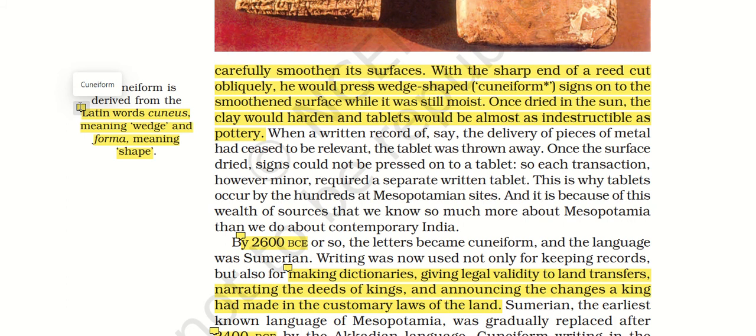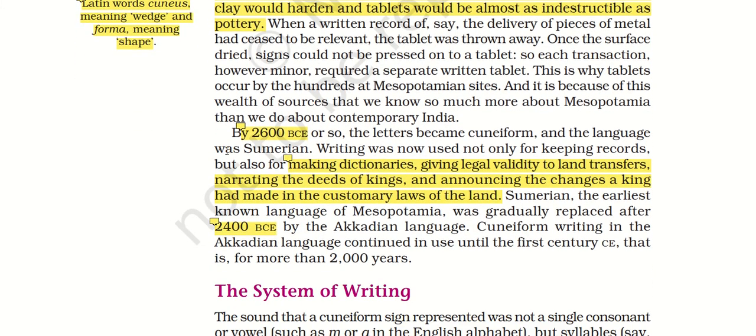The meaning or the derivation of cuneiform, coming from two Latin words, cuneus, which means wedge, and forma, which means shape. A little more information about cuneiform, especially when the writing came into existence, 2600 BCE. The language was Sumerian. What were its uses?